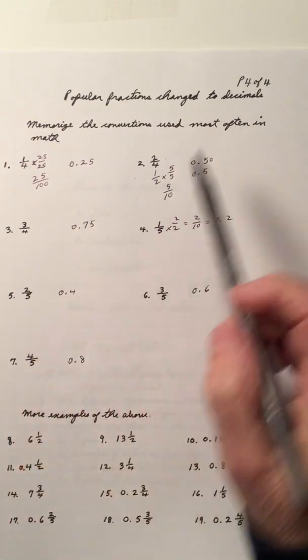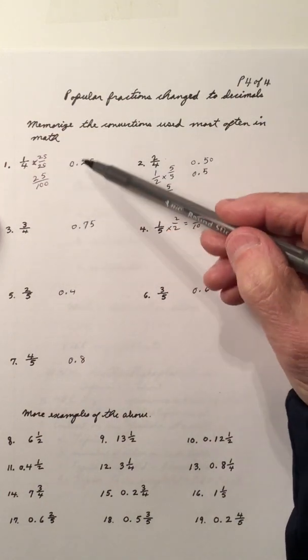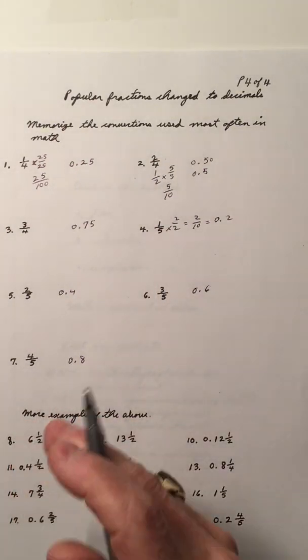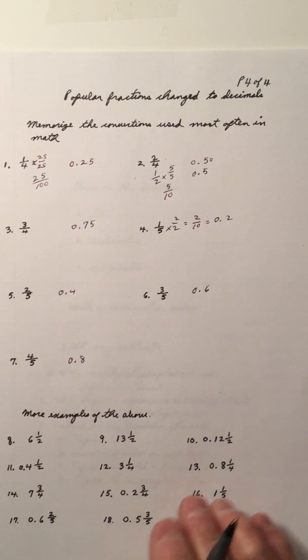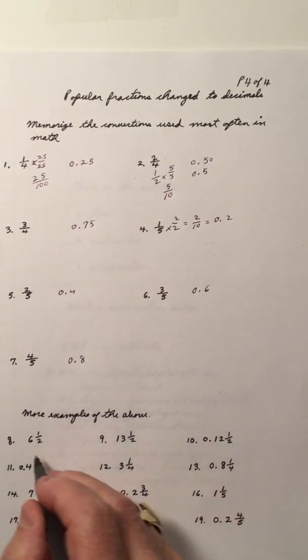So I have memorized 1/4, a half, or 2/4, or 3/4. I have these memorized. And 1/5, 2/5, 3/5, 4/5 is 0.2, 0.4, 0.6, 0.8. Knowing that, let's change these down here.